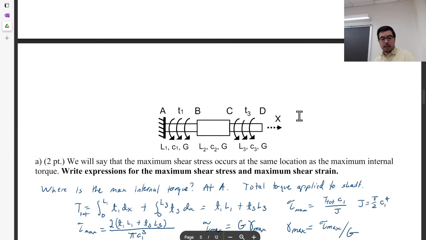Okay, that's all I wanted to point out there, that we want to be able to keep track of the superposition. And this applies to axial loading and also to the torsional loading.